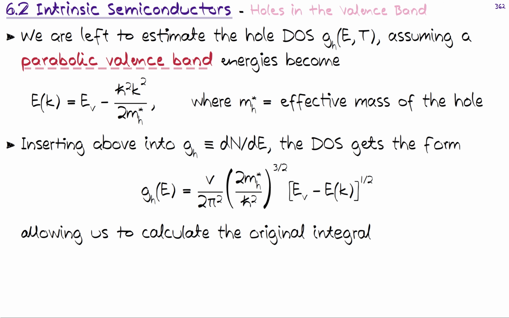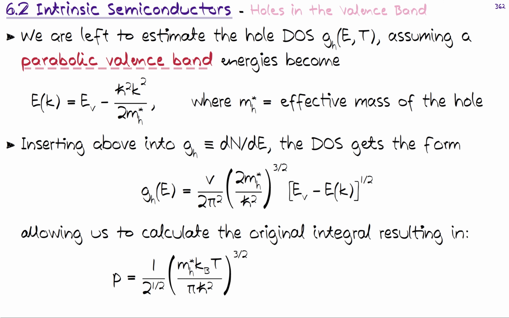And now we can calculate the original integral, and I do not repeat the calculation anymore. It's exactly the same kind of integral calculation as we did in the previous lecture, and then we're left with the final outcome that we have 1 over square root of 2. Then we have the m star h times kBT per pi h bar squared to the power of 3 over 2, and then we have the exponent form. So we have exponent EV minus chemical potential nu per kBT.